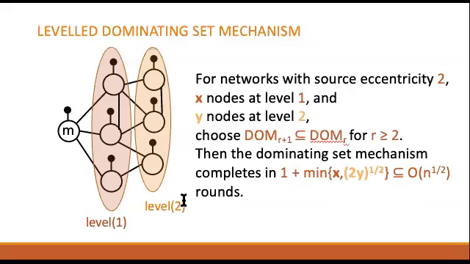First, let's consider the special case when the source eccentricity is 2. In round 1, the dominating set consists of the source, and the frontier consists of the nodes in level 1. In subsequent rounds, the frontier is contained in level 2, and we choose the dominating set to be contained in level 1. We can show that the dominating set mechanism completes in 1 plus the minimum of the size of level 1, and the square root of 2 times the size of level 2, which is O of square root of n.